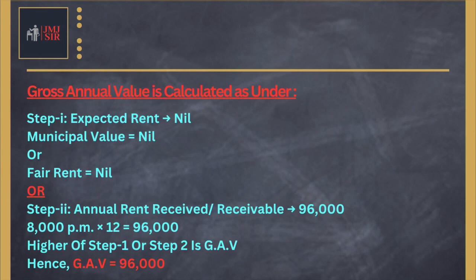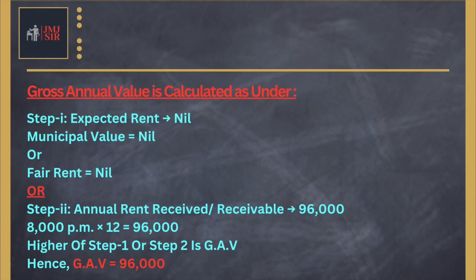So first we have to calculate the gross annual value, and remember the gross annual value is to be calculated on the basis of the expected rent or the annual rent received or receivable, whichever is higher. So the very first step is the calculation of the expected rent, where the municipal valuation or the fair rent, whichever is higher, is our expected rent. But in this question, the municipal value as well as the fair rent is not at all given to us. Therefore, step number 1, expected rent is nil.